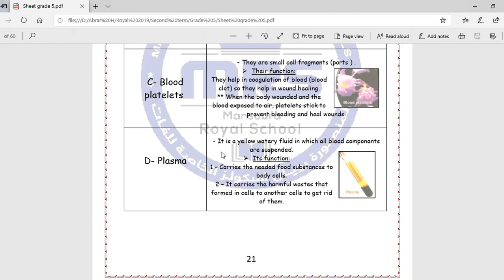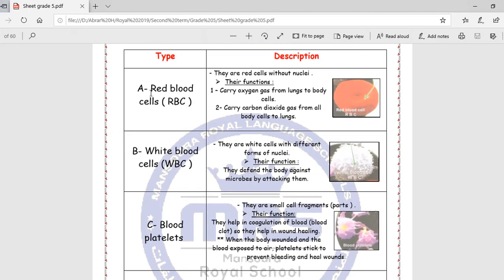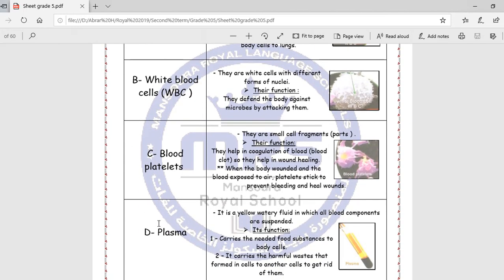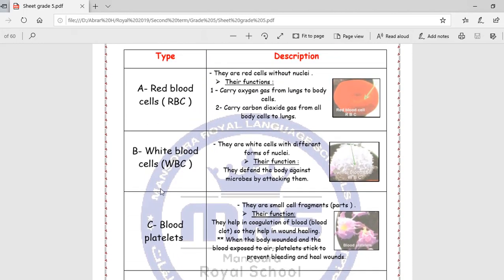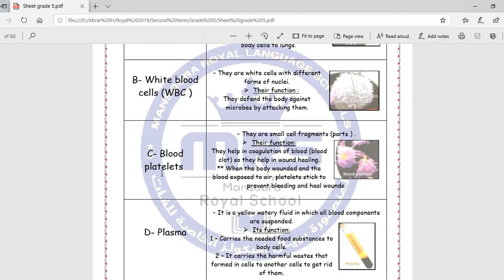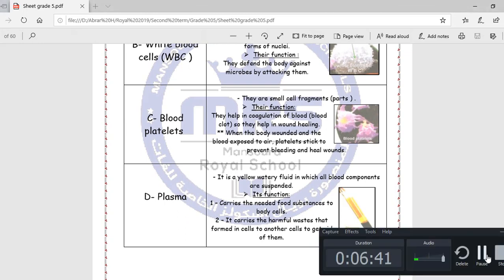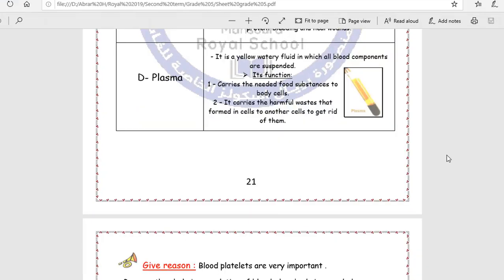The plasma is a yellow watery fluid in which all the blood components are suspended. So it's the liquid that contains red blood cells, white blood cells, and blood platelets. So, what is the function of the plasma?